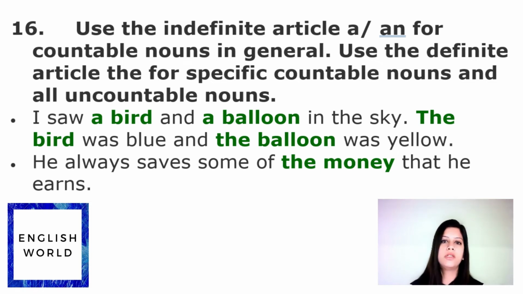Now when you talk about the same noun, after the first sentence, you will use the article the. So first time you can say that I saw an aeroplane in the sky. Then next time you will not say an aeroplane, you will say the aeroplane. The aeroplane was white in color. I saw a bird and a balloon in the sky. So you will only say a bird and a balloon. The bird was blue and the balloon was yellow. Now in this you are giving more information and you have already referred to them initially. So next time you will use the.